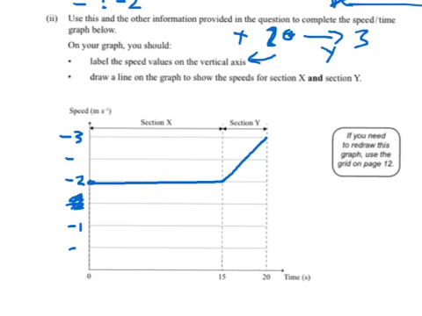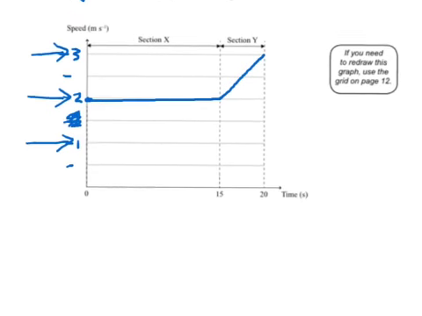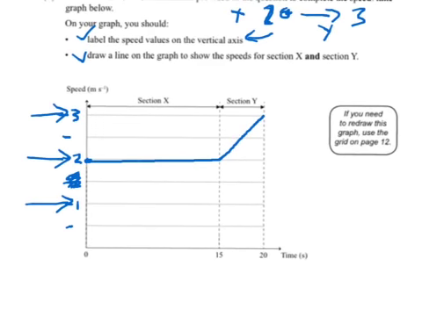So we'll just double check we've got everything. Have we got the speed values on the vertical axes? Yes, we've got those speed values there, there, and there. It's just really labelling the graph and choosing the scale, and we've drawn a line to show the speeds for section X and Y. Yes, we have. So that is fantastic. Are there any more questions below? That's it.